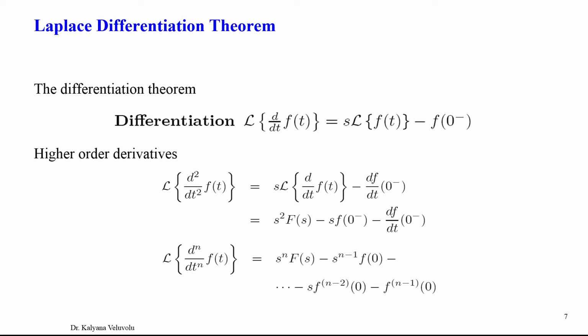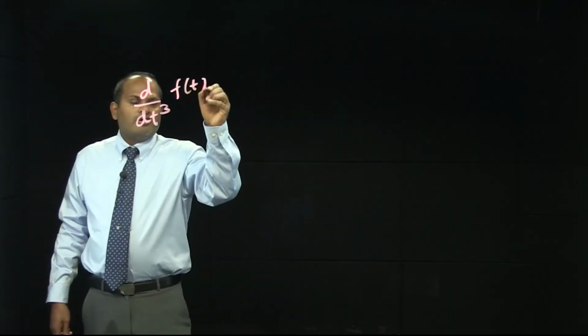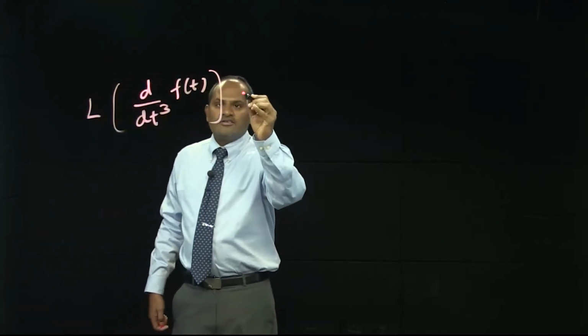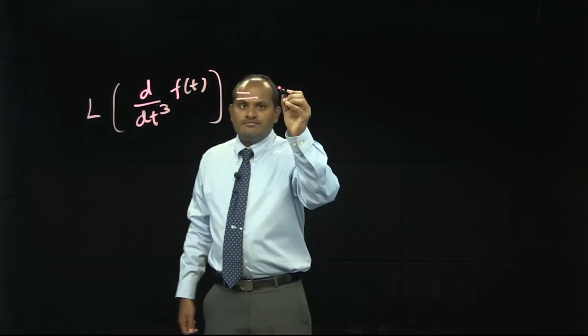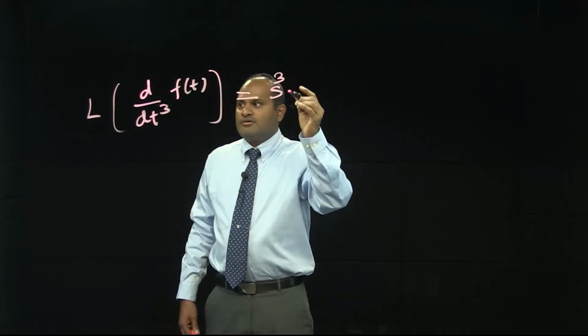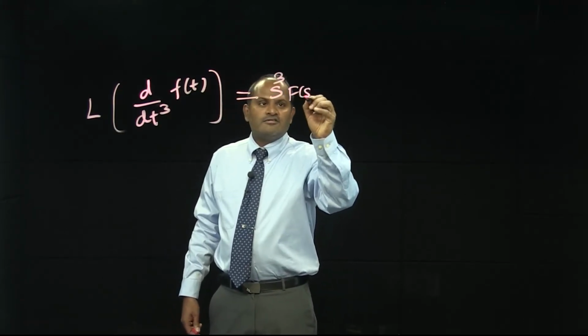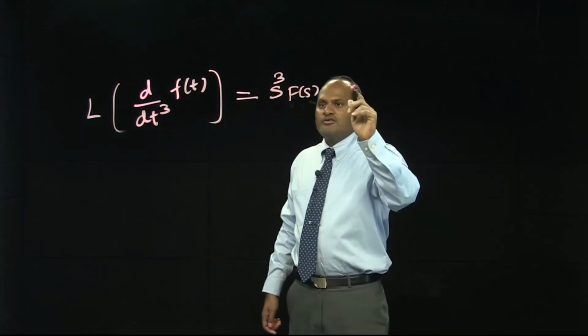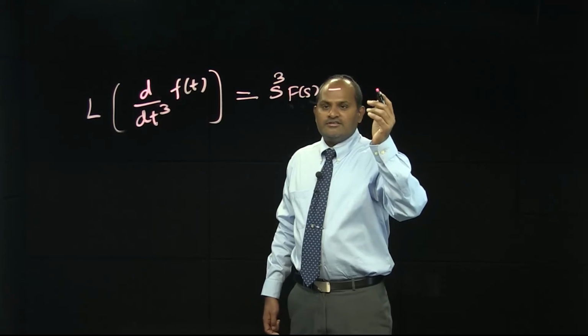The one thing you need to understand is how we write it for any order of the equation. So let us have a look here. Suppose I have a third order differential of the function using a Laplace transform. If I write it, s cube F of s is the first term, which we get from the Laplace transform, and then what follows is all the initial conditions.